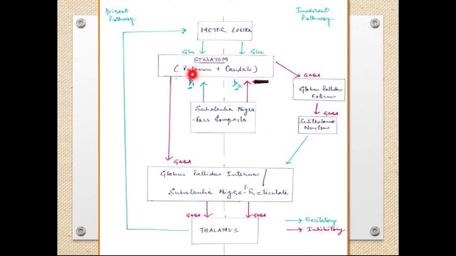From the motor cortex it is going to the striatum. We will cover the direct pathway first. From the motor cortex it goes to the striatum, from the striatum to globus pallidus internus, from the globus pallidus internus to the thalamus, and from the thalamus it goes back to the cortex. This is one loop, that is the direct pathway. The indirect pathway goes from the motor cortex to striatum, from the striatum to globus pallidus externus, from the globus pallidus externus to subthalamic nucleus, from the subthalamic nucleus to globus pallidus internus, back to thalamus, and from the thalamus to the motor cortex. That is the indirect pathway.